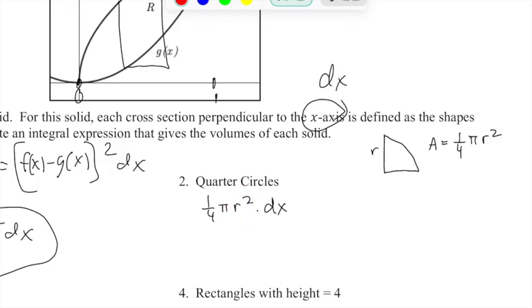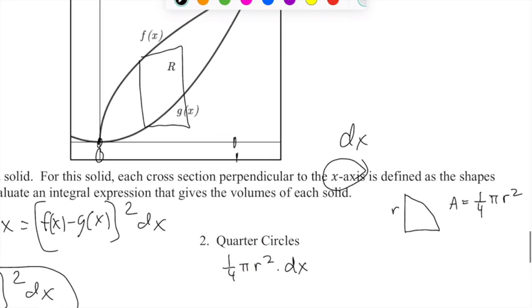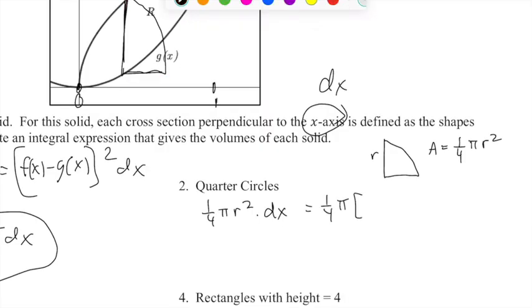Now we do need to figure out this radius. What is this radius going to be? If we look here and think of this as a quarter circle, it's still this length, which is still just f minus g, because that's a radius and that's the same radius. The shape would look different, but the equation would be the same. And so my radius is just going to be f of x minus g of x, and then squared, dx.